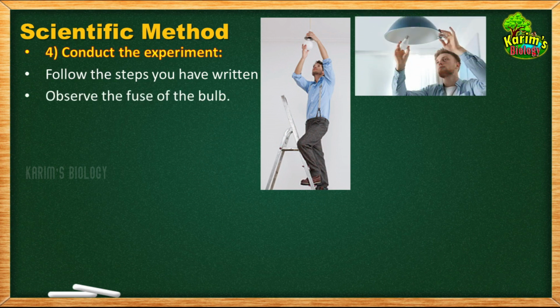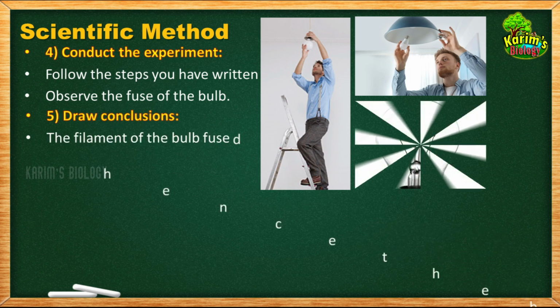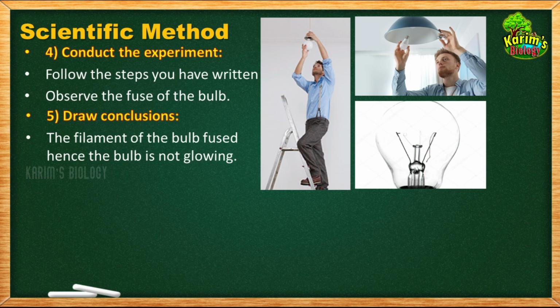He will stand on a stool or on a bench, and then he will remove the bulb slowly. Then he has to observe the filament. Filament means when the filament is broken, that means there is a problem with the bulb. That is why the bulb is not glowing. Then afterwards, what does he have to do? He has to draw conclusions, right, basing on the observations. For example, the filament of the bulb fused, hence the bulb is not glowing.